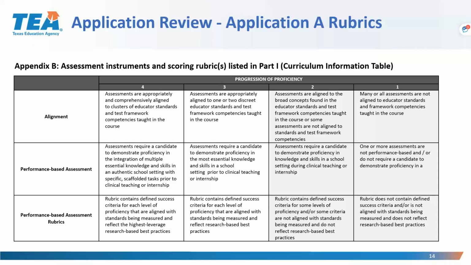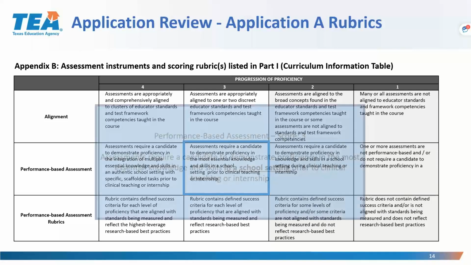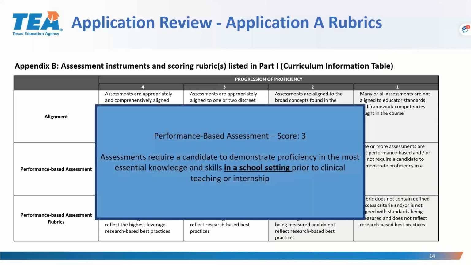Before we move on to the next slide, I'd like to focus on a part of the rubric that has required some clarification in the past. To receive a passing score of a 3 and a 4 for the performance-based assessment, candidates must be able to demonstrate their understanding and knowledge of the standards and competencies in a school setting.